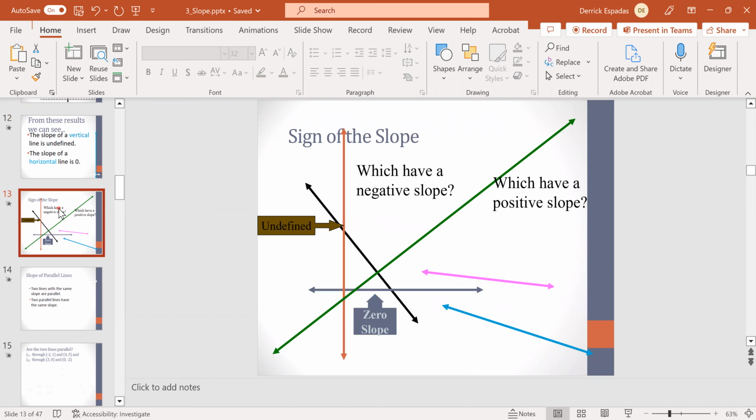So which one of these have a negative slope? And we talked about this. So this one's going to be undefined, straight up and down. This one has a slope of 0, straight left, right. Remember, we kind of read the page left to right. So this one's going down left to right. That's going to be negative slope. This green one is going up left to right. That's going to be positive slope.